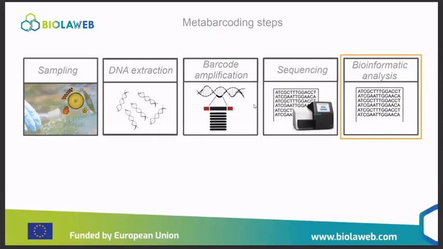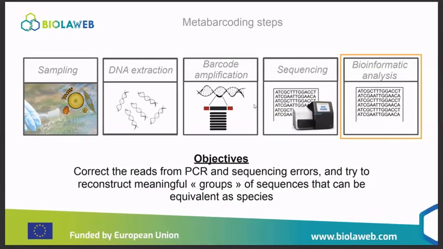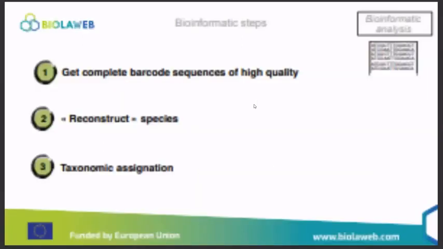So of course, you cannot analyze this using Excel or other things because it will take years. So you go through bioinformatic pipelines. During those steps, you will manage to treat all this large amount of information, millions of reads, but it is also at these steps that you correct the reads from the PCR and sequencing errors. You try to reconstruct groups of sequences that will be equivalent to species. I will explain this a little bit.